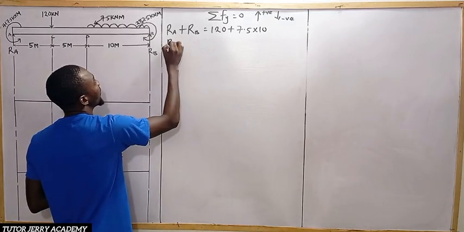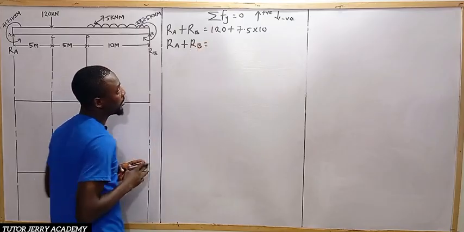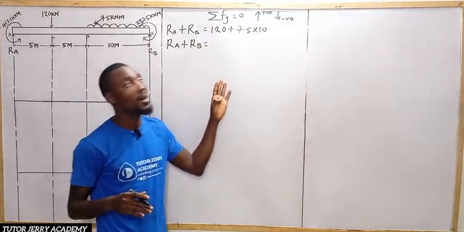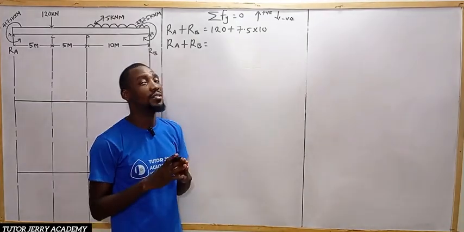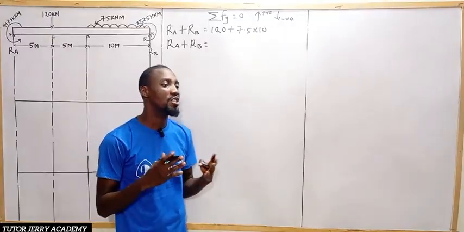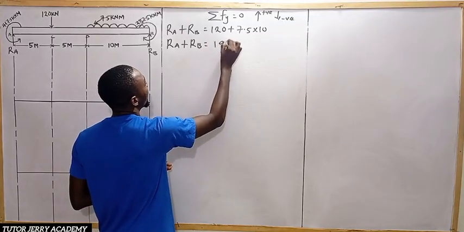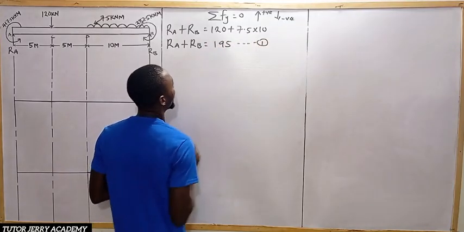So it means that reaction at A plus reaction at B will be equal to, 7.5 times 10 is 75. 75 plus 120 is nothing but 195. So we are going to have 195 here. Let's call this our equation 1.